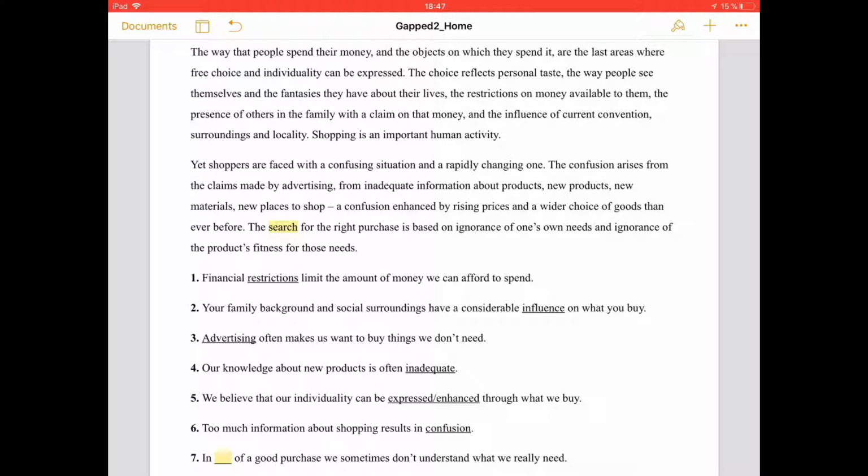The seventh. In gap of a good purchase, we sometimes don't understand what we really need. Here we need a noun as well. In the text we have the very similar sentence. The search for the right purchase is based on etc. Probably we should put search here. In search of a good purchase, we sometimes don't understand what we really need.